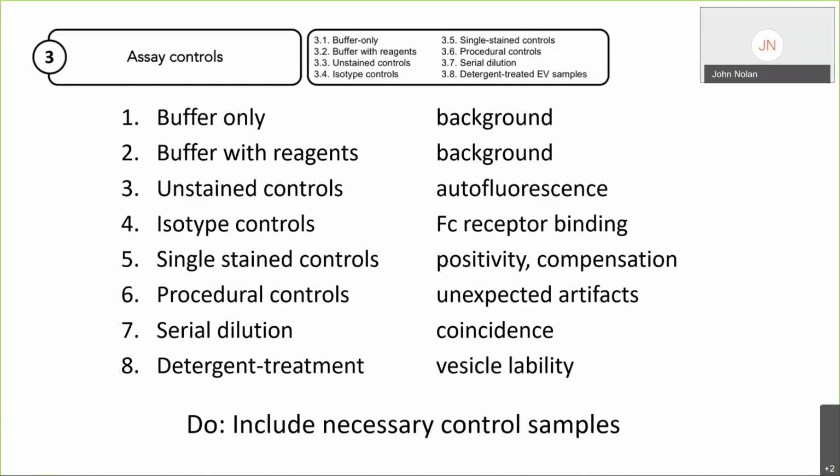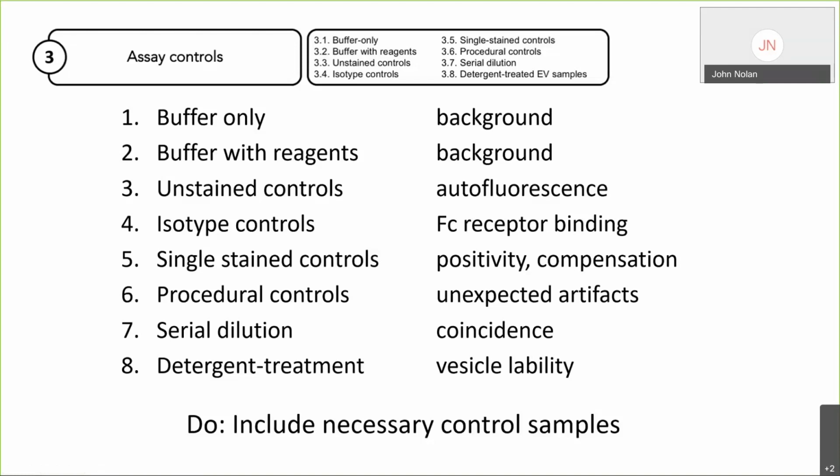I mentioned the coincidence artifact earlier. A nice way to evaluate the effect of that is to do a serial dilution of samples, and I'll discuss that a little more in a second. And then finally, we expect vesicles to be sensitive to detergent. So detergent treatment is a useful control experiment to show that the particles or events you detected in your flow cytometer were actually due to vesicles, because they were destroyed by detergent.